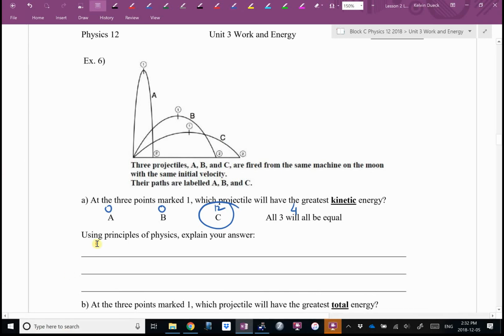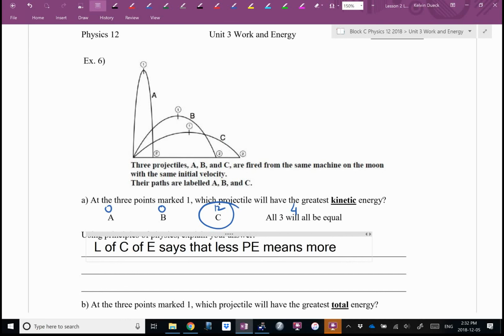So, what does law of conservation of energy stand for? The law of conservation of energy says that less PE means more KE. Is that a good enough explanation without doing a long paragraph?